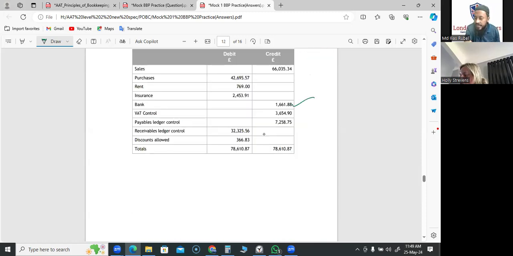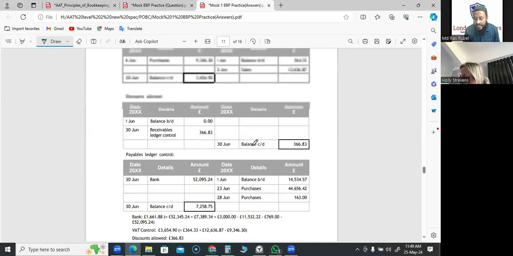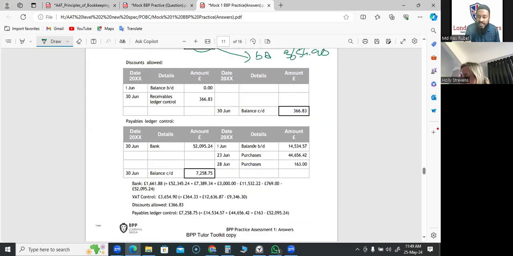There you go. Look at this. VAT control goes on the credit side, because it's a liability. How about discount allowed? 366.83 is a balance CD, and look at this, balance BD is on the debit side. So it should be debit.